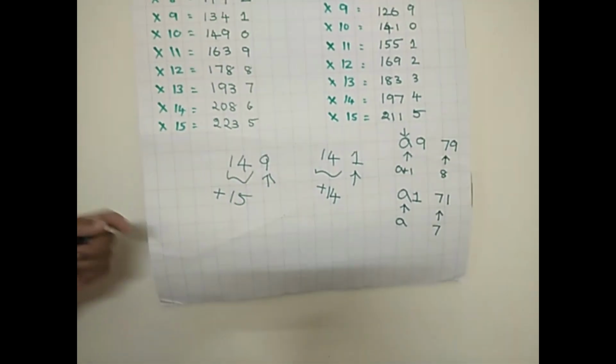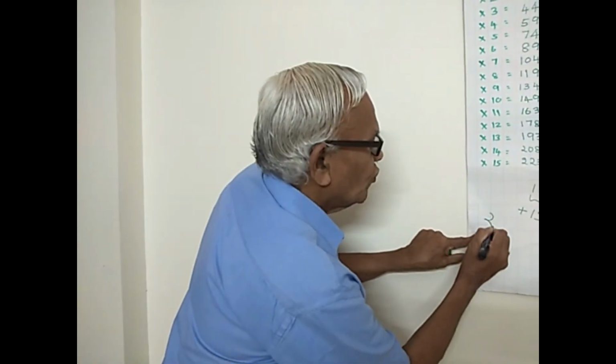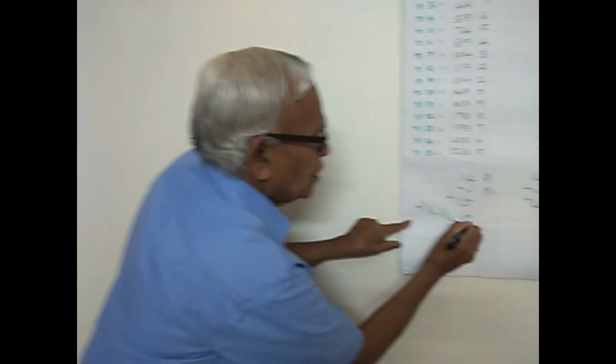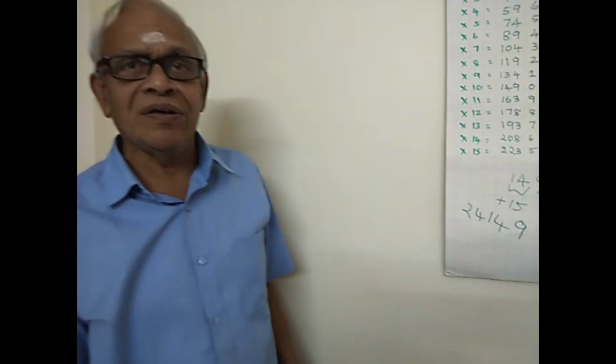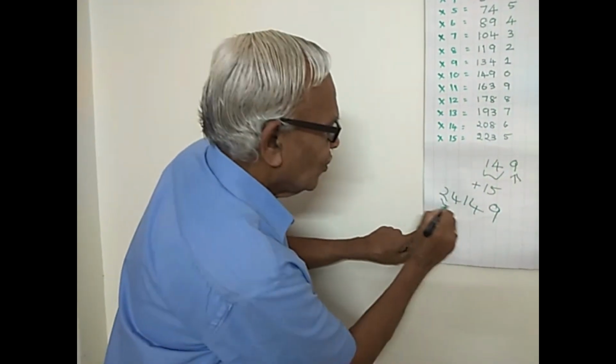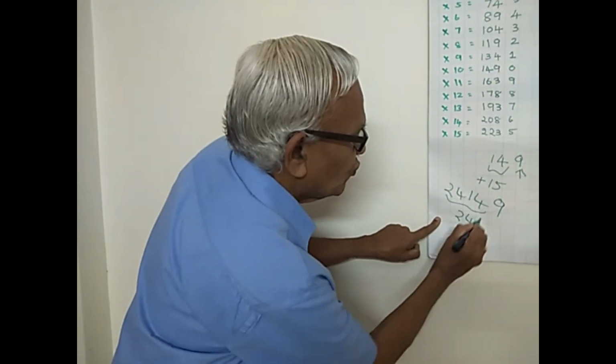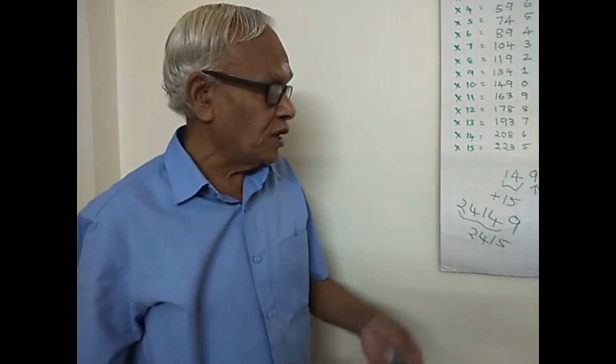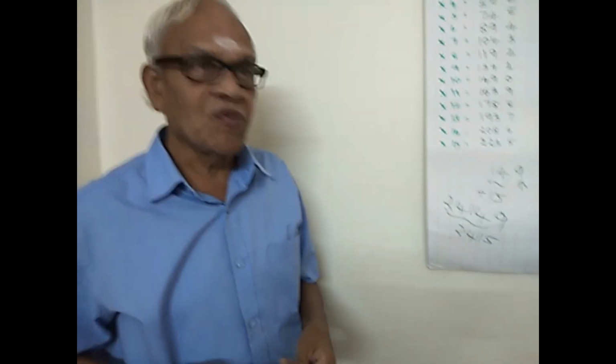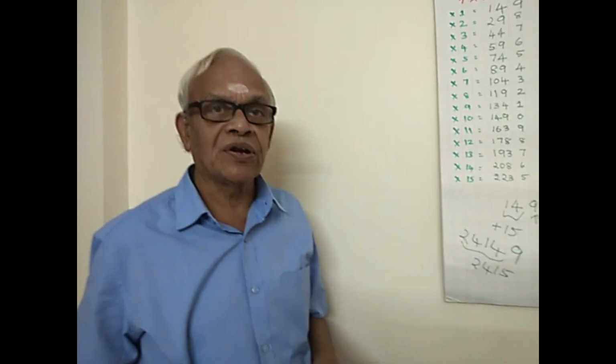Now you can write whatever table you want. Sky is the limit. If the number is some 24149, you can write a table for this also. What you need to do is keep on adding 2415. But you should be comfortable with adding. If you are not comfortable with adding, forget it. Thank you.